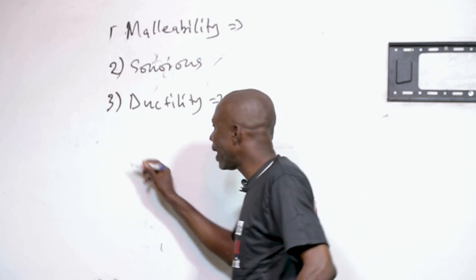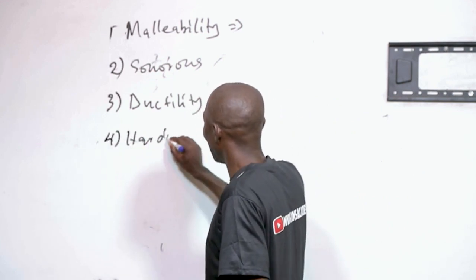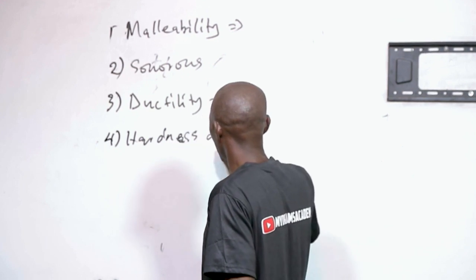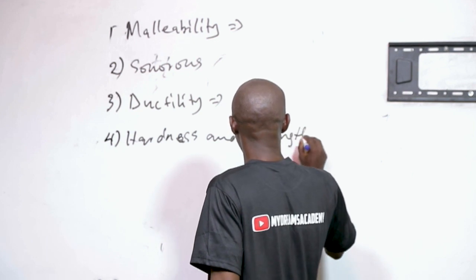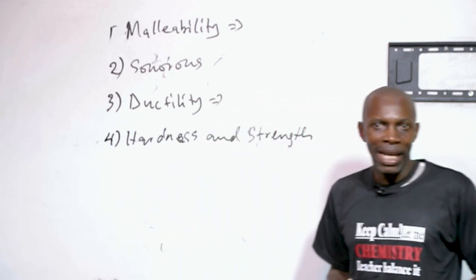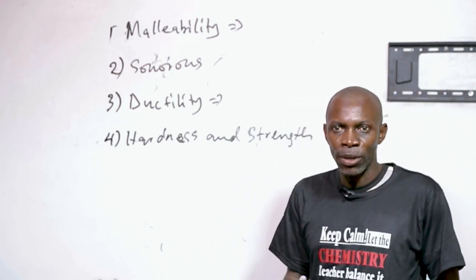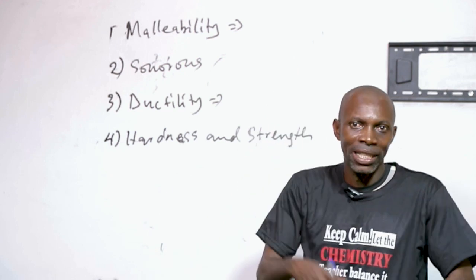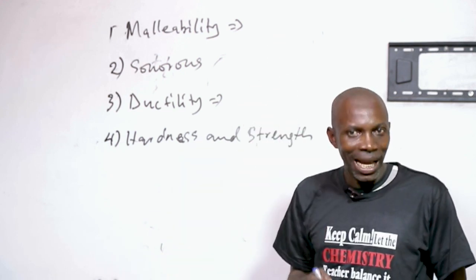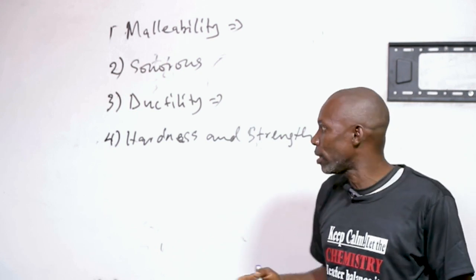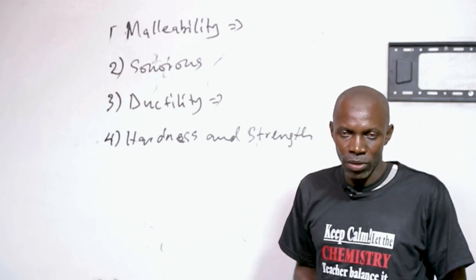You talk about hardness and strength. Metals are hard, but they are not brittle. When you talk about something that is brittle, something like glass, when you strike it, it will shatter. But metals, when you strike them, will still retain that hardness. They will not split into pieces. Metals are hard, but not brittle.